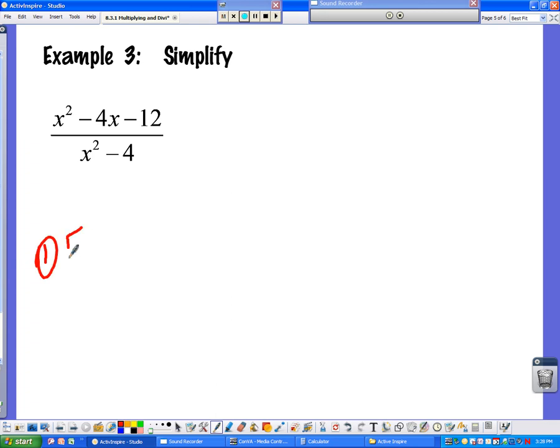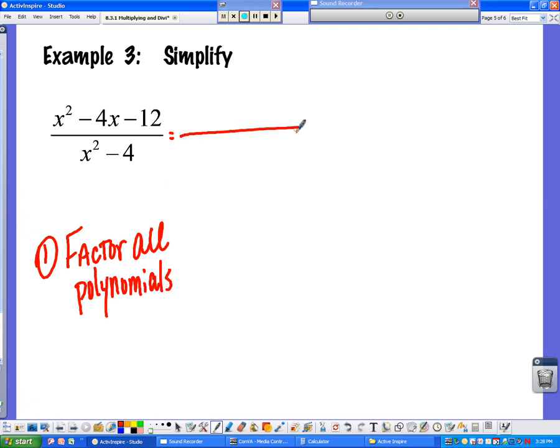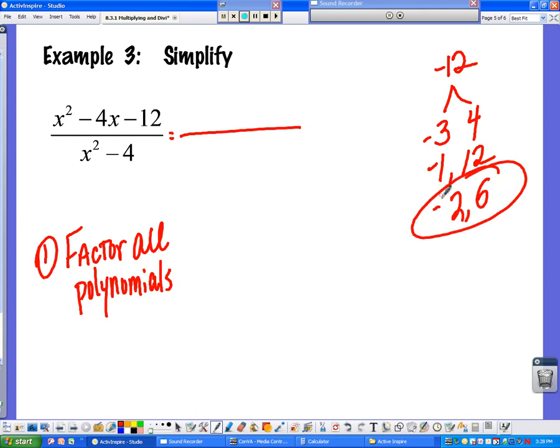So in this case, the first thing that we have to do is factor all polynomials. And once we've factored them, as far as we can factor them, then we can look at doing some canceling. So when we factor a trinomial on top, we have a negative 12. So if you remember, negative 3 times 4 gives me 12. Negative 1 times 12. Negative 2 times 6. And this one right here will give me a 4, but all I have to do then is change my signs. And that'll give me a negative 4. So this factors into x plus 2, x minus 6.